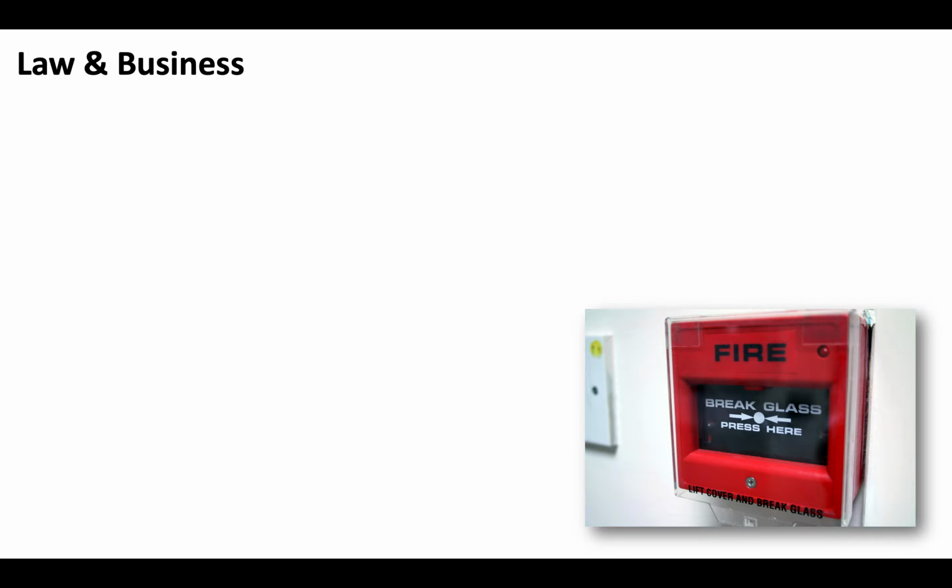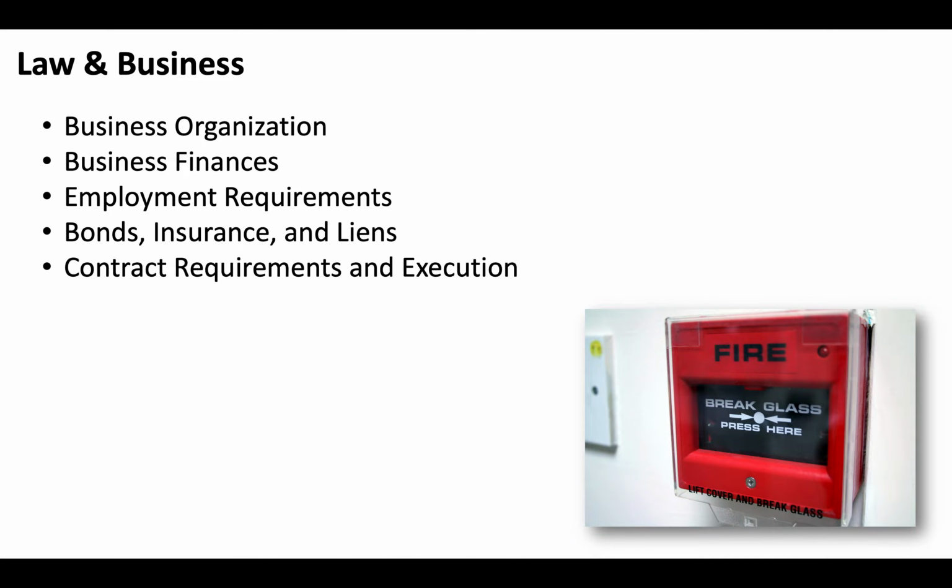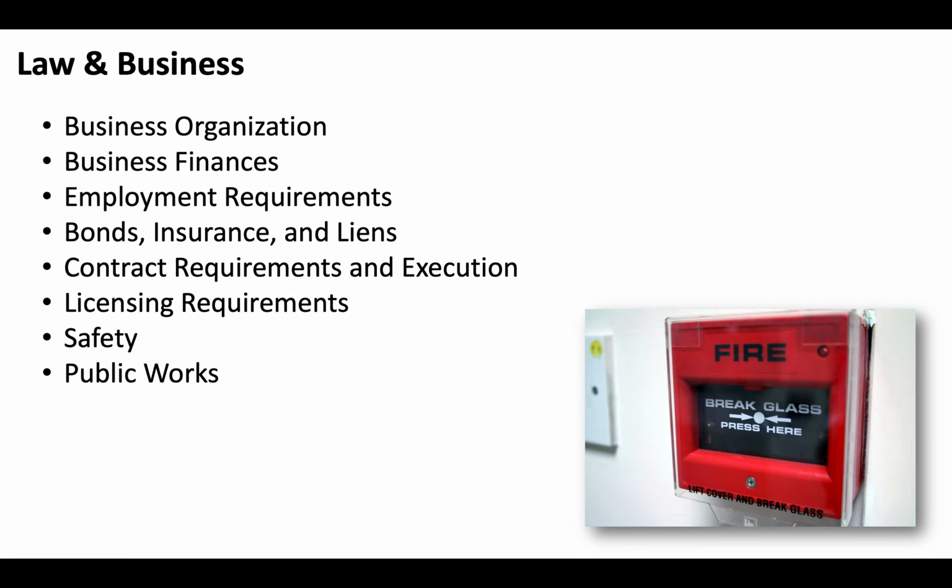Now, as is the case with all California contractor licenses under the C specialty classification, you'll also need to pass the CSLB Law and Business exam. That'll include sections on business organization, business finances, employment requirements, bonds, insurance, and liens, contract requirements and execution, licensing requirements, safety, and there'll be a section on public works.